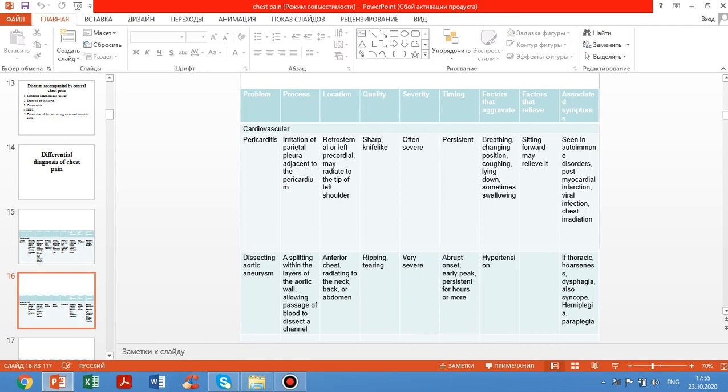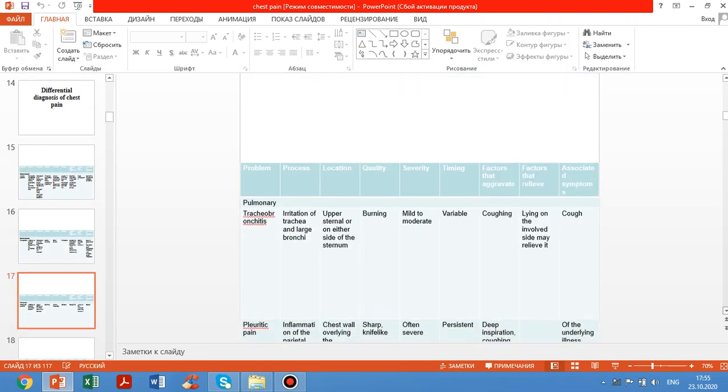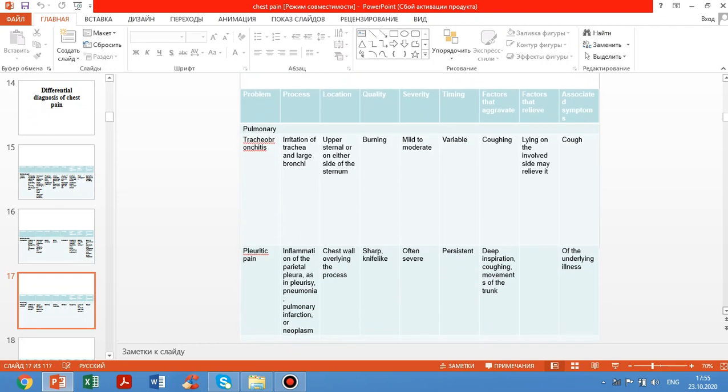Pain due to respiratory pathology, pathology of respiratory organs. Tracheobronchitis. The process is irritation of the trachea and large bronchi. Location is upper sternal or on either side of the sternum. Quality is burning. Severity is mild to moderate. Timing is variable. Factor that aggravates is coughing. Factor that relieves: lying on the involved side may relieve it. Associated symptom is cough.